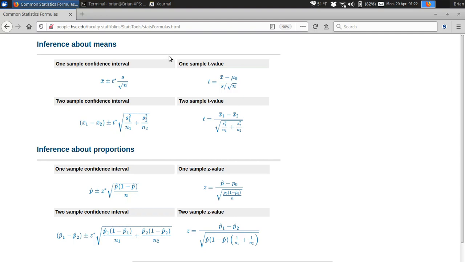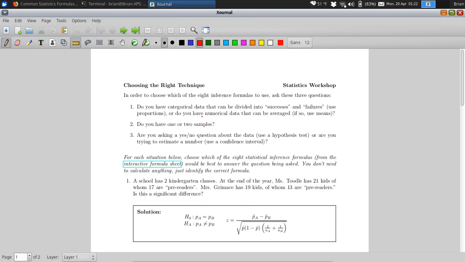Hi everybody. Today we're going to talk about how to choose between all of these different statistical inference formulas. So I posted a workshop on my website and I'm going to run through my solutions.